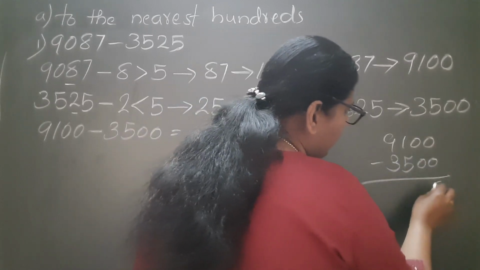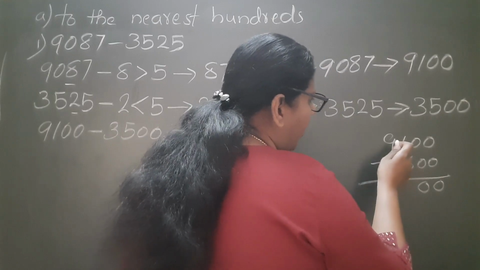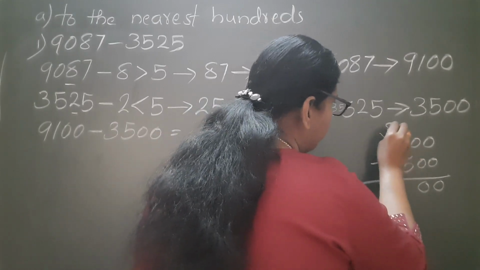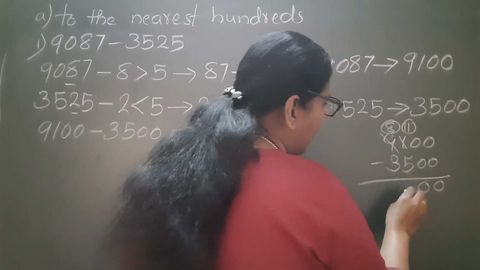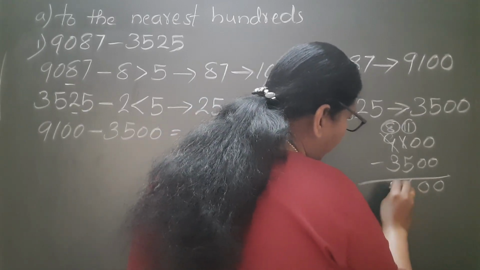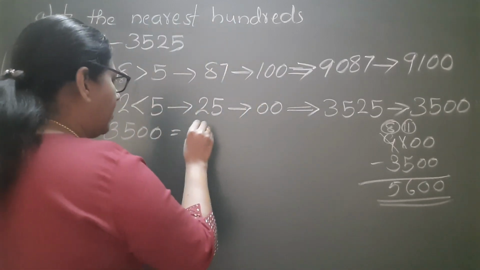0 minus 0 is equal to 0. 0 minus 0 is equal to 0. From 1 we cannot subtract 5, so we have to borrow from 9. 9 becomes 8 and this 1 becomes 11. 11 minus 5 is equal to 6. 8 minus 3 is equal to 5. So we got the answer 5600.